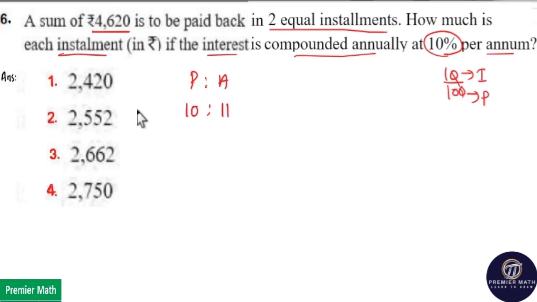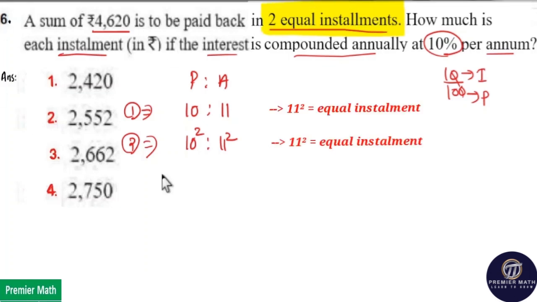Now you can see this is for 1 year. Now for the second year, we have to pay back in 2 equal installments, which means for the second year, principal is 10 square and amount is 11 square. And the question clearly says this amount should be paid back in 2 equal installments, which means we have to equalize this amount part.